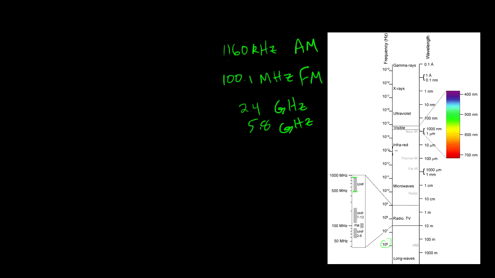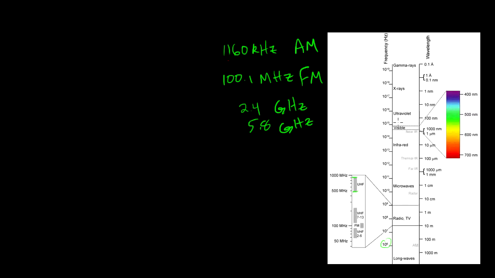We can't see these, but this is what we emit. At the temperature that we're at, our bodies are constantly emitting infrared, and if you have an infrared camera, you can pick up a human body really easily against a cooler background.